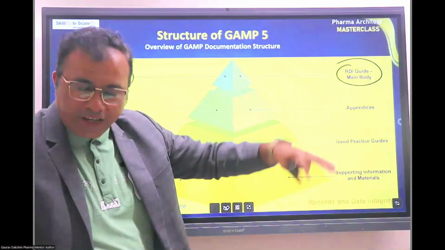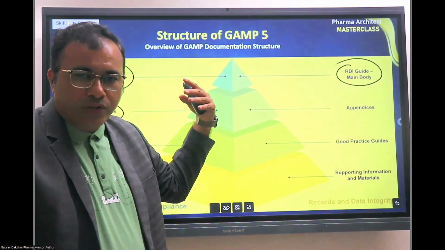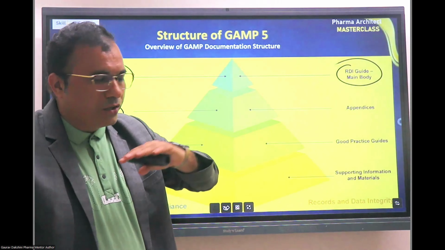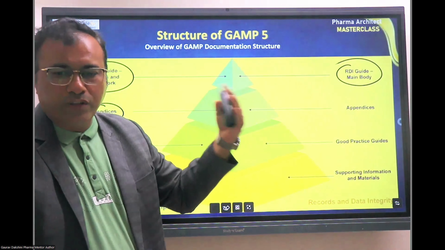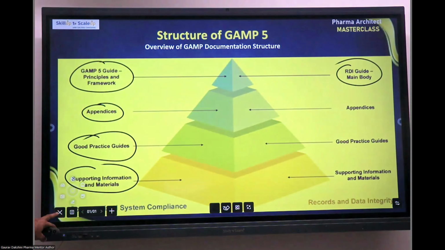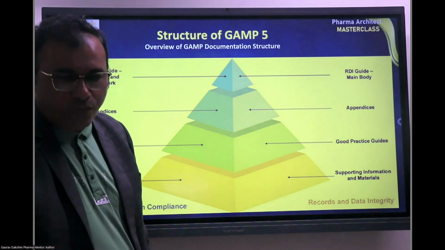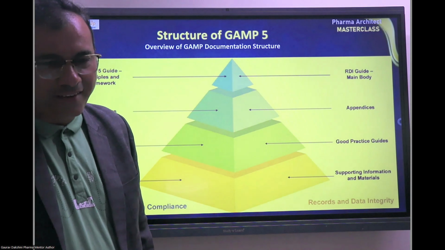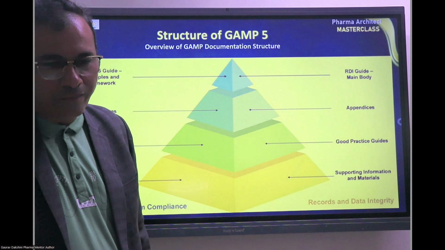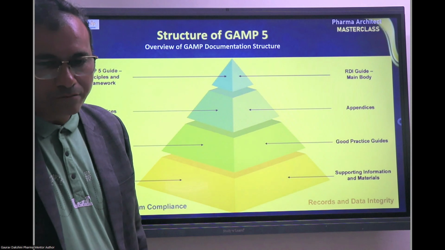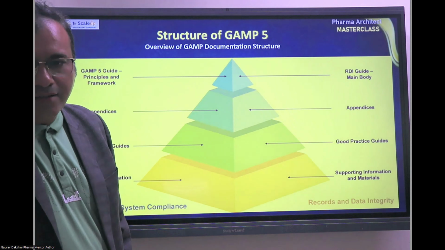So now you need not read the entire GAMP 5. Just go through these slides and the recording of this, and you are done. You need not go through the entire thing again. Yeah, so this is how the structure of GAMP 5 is given. Any doubts so far, guys? Yeah. No, sir.